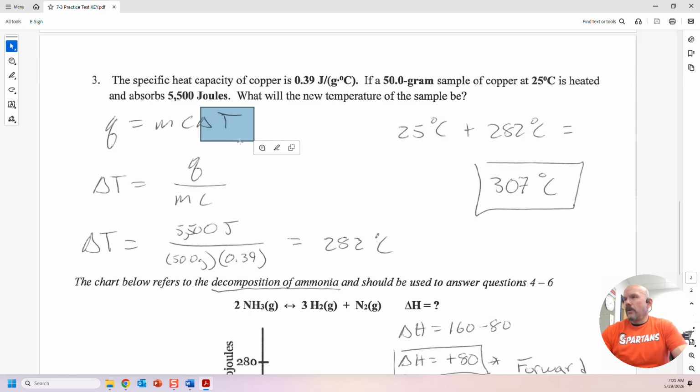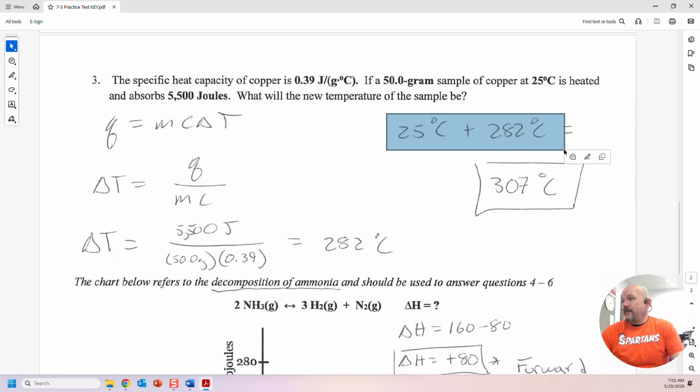It's slightly more time consuming, because you have to distribute through. It's a little bit more algebra you have to do. So I think the easiest thing to do is solve for delta T, and then at the end, add it to the initial temperature.